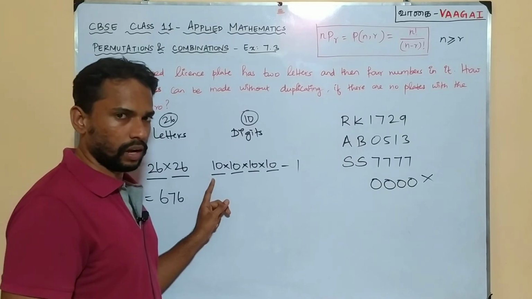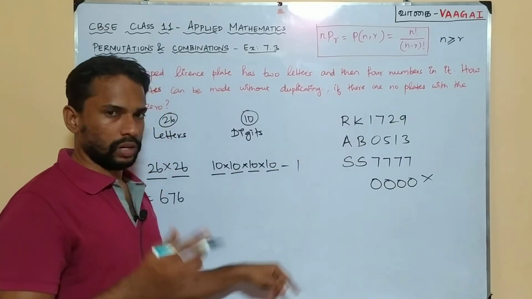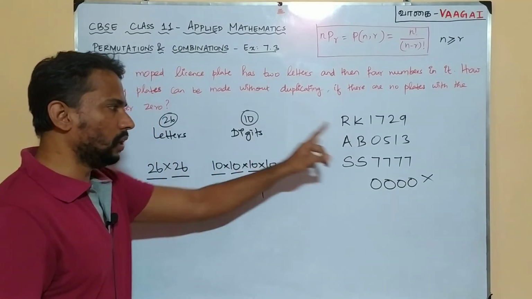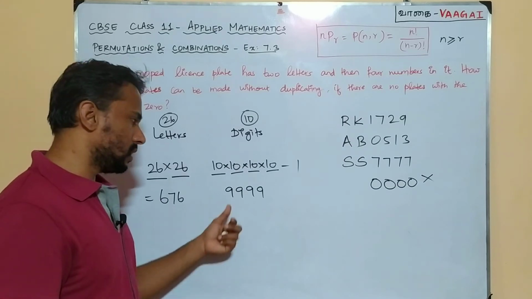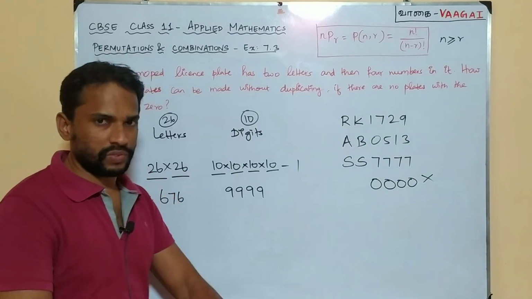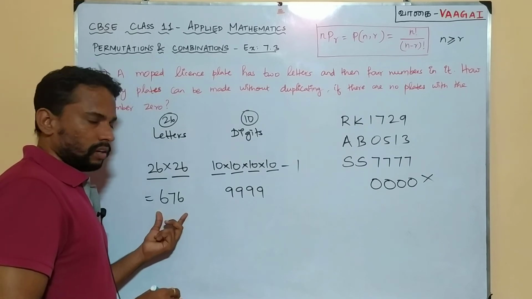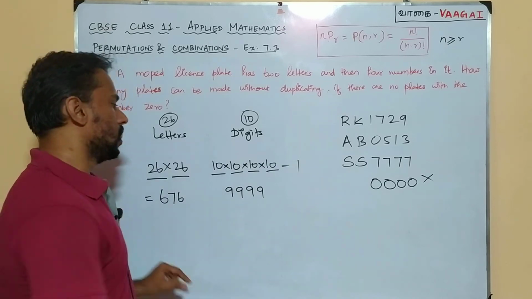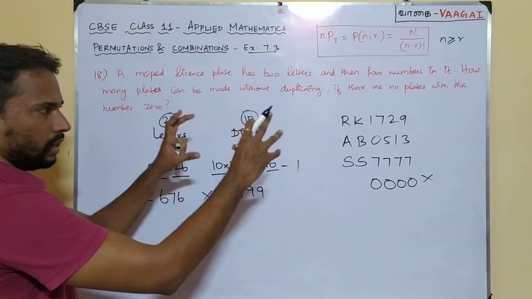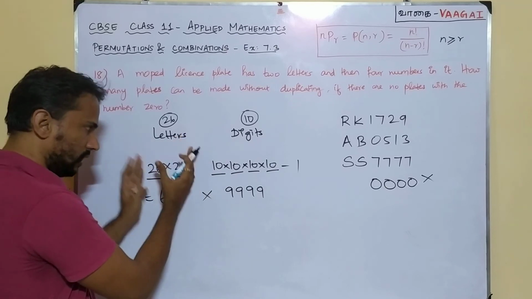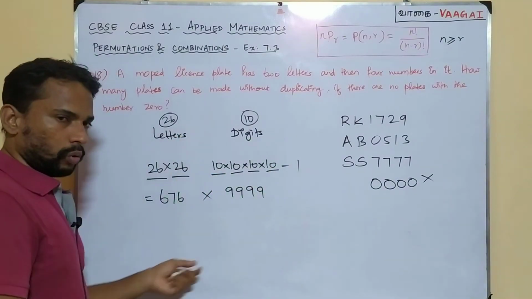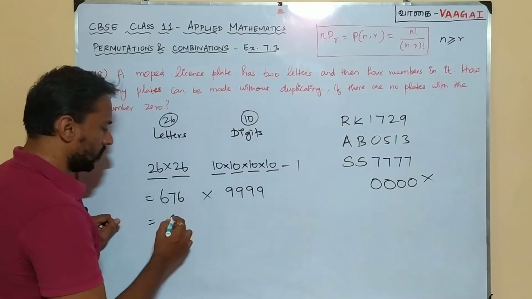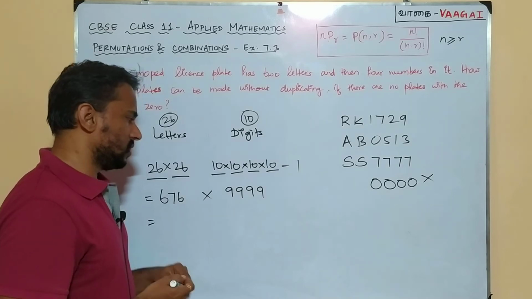So what will be the grand answer here? 10,000 minus 1 is 9,999. So the 4 digits can be formed in 9,999 ways. Letters can be formed in 676 ways and digits in 9,999 ways. The license plate is composed of letters as well as digits, so to get the overall total answer we have to multiply 676 into 9,999.